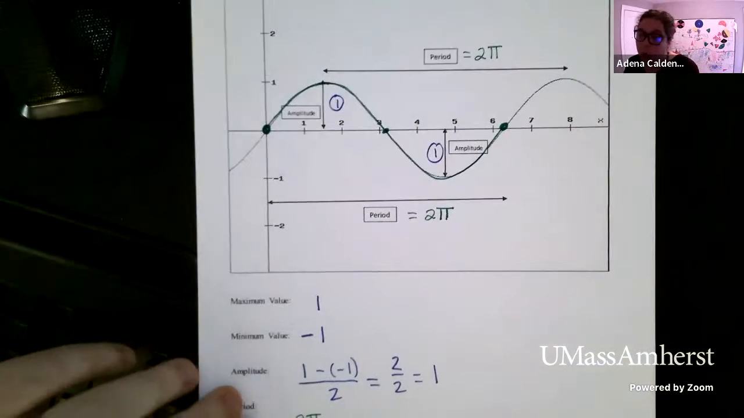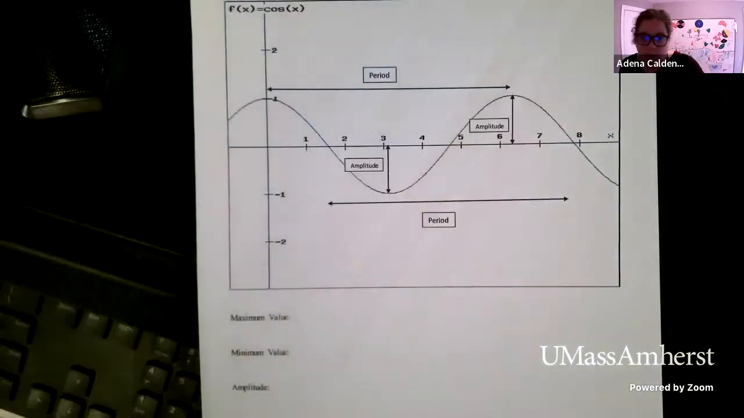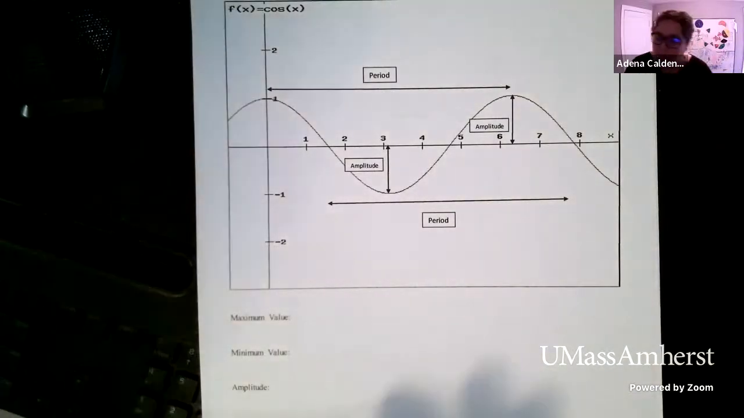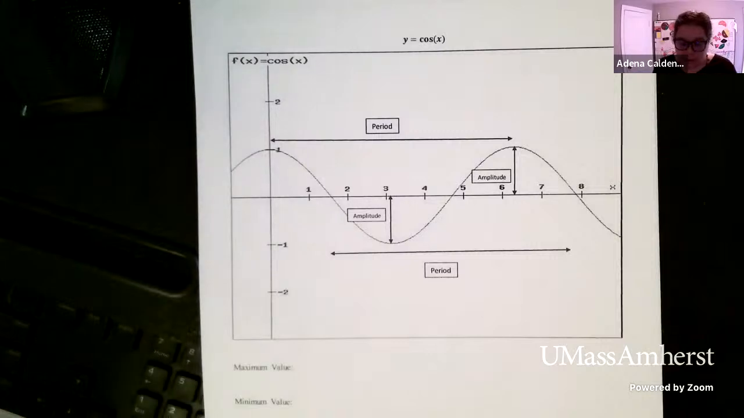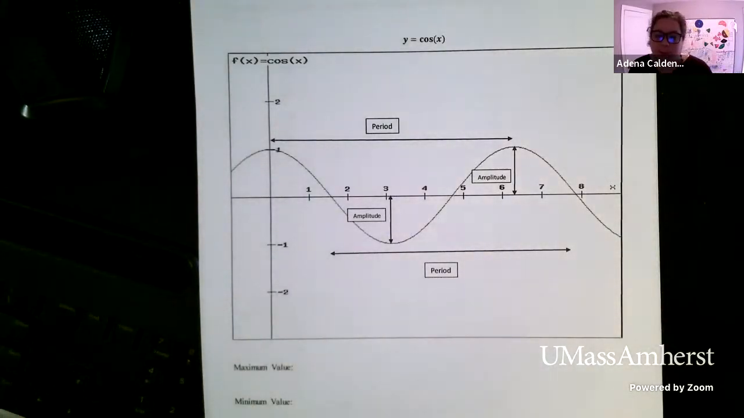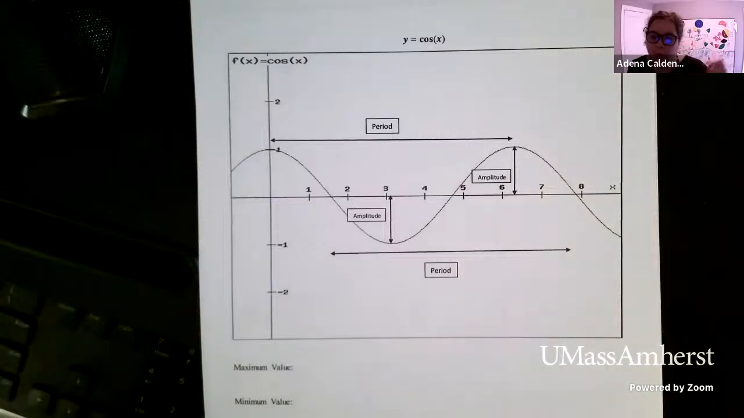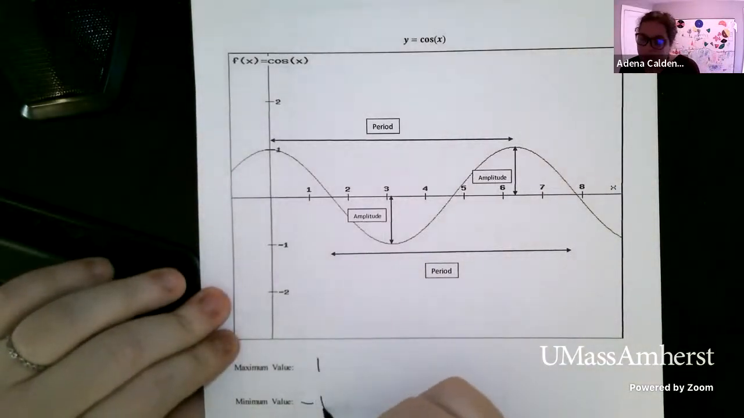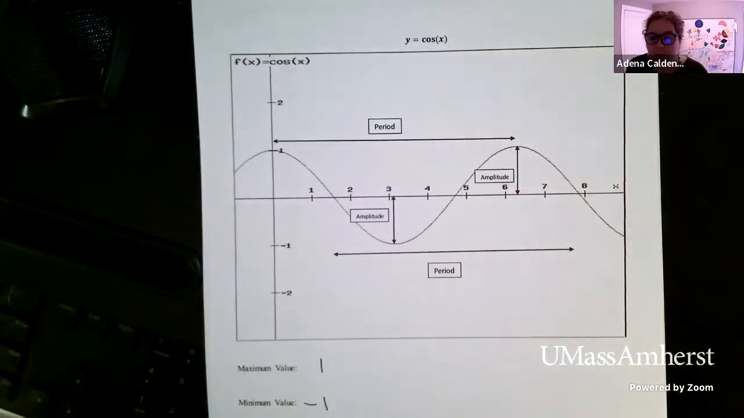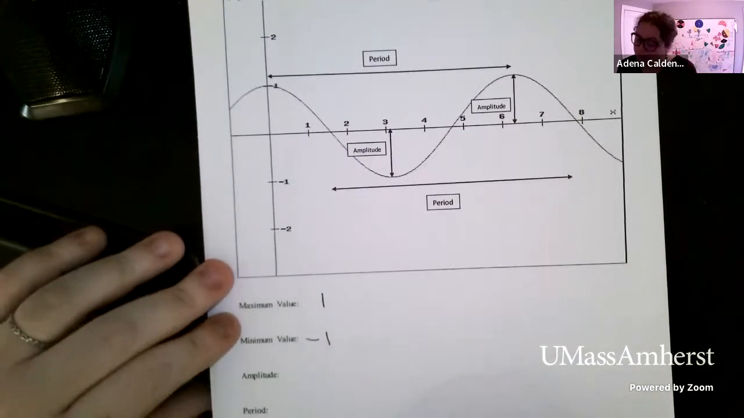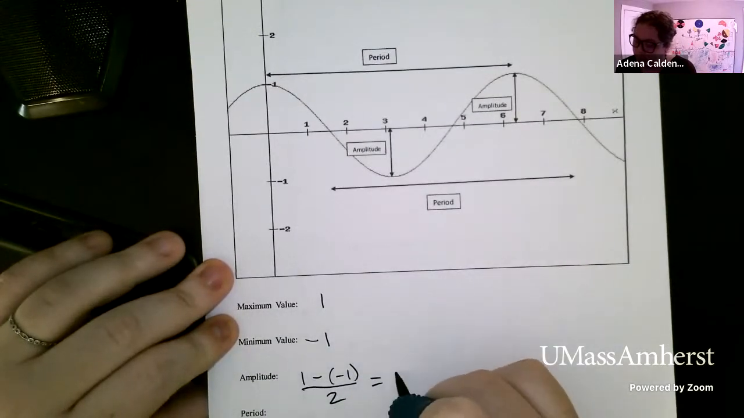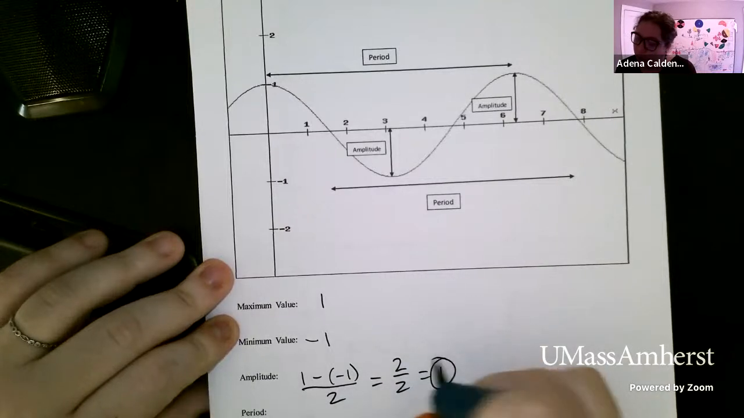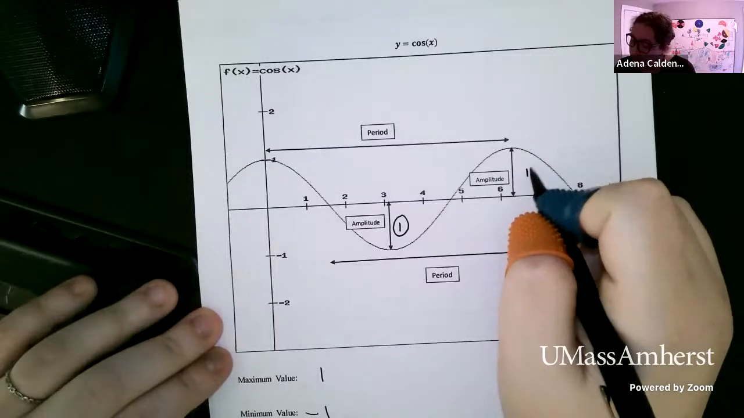Now let's also look at the cosine function to see what the differences are. So cosine of x, just like sine of x, is a periodic function that comes up quite a bit in nature. For cosine of x, the maximum and minimum values are the same. So cosine also varies between 1 and -1, which means that our amplitude is going to be the same. So we get 2 divided by 2, which equals 1. So our amplitude is 1.